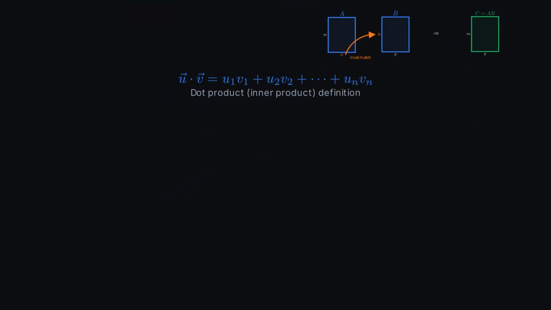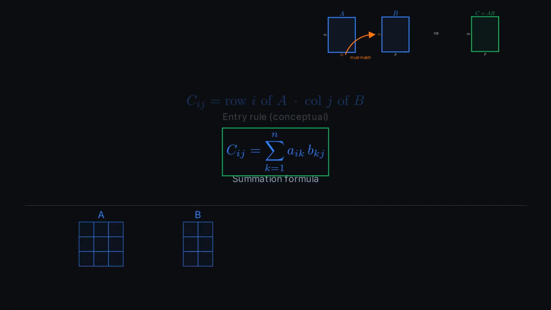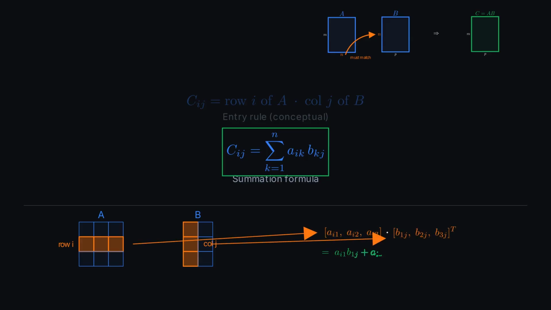Now, a dot product, also called an inner product, takes two vectors of equal length, multiplies corresponding entries, and sums the results into a single number. The entry Cij equals the dot product of row i of A with column j of B. In formula form, Cij equals the sum from k equals 1 to n of Aik times Bkj. So to compute any single entry in the product matrix, you slide out the corresponding row of A and the corresponding column of B, line them up side by side, multiply entry by entry, and add everything up.